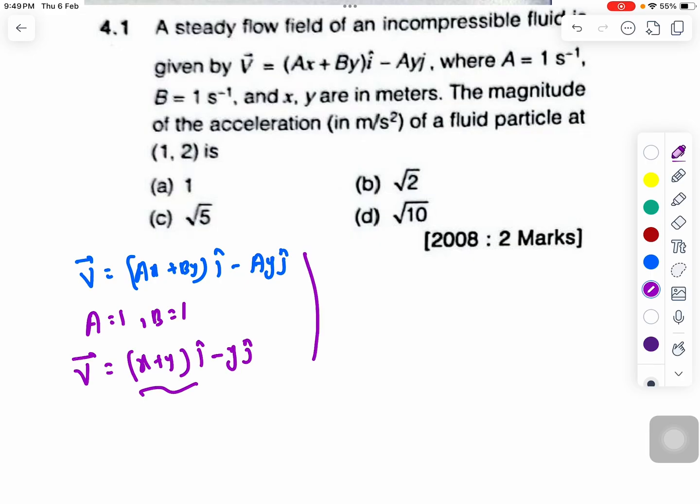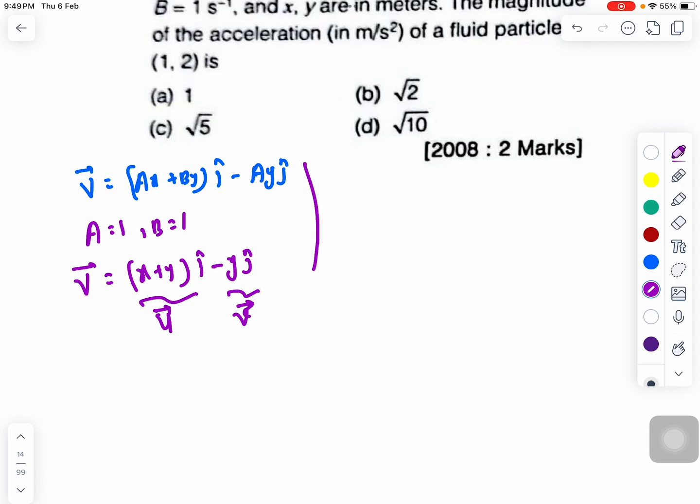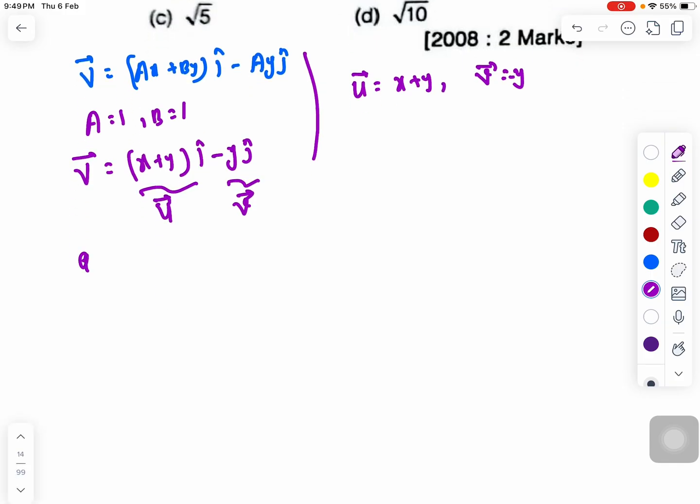If I am talking about this one as u and this one as v, the velocity component in the x direction is u and in the y direction is v. So from here you can write u equals x plus y, and v equals minus y. Is that clear? You are supposed to find the acceleration. So first I'll write acceleration a1 vector.